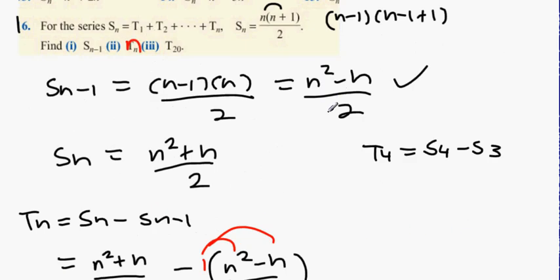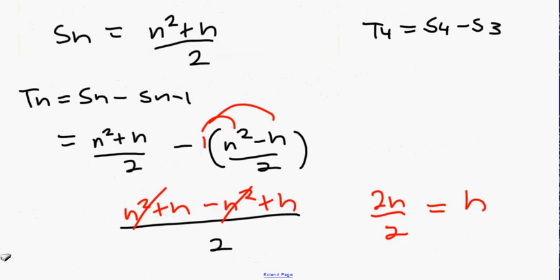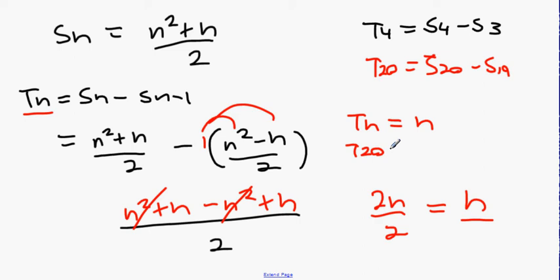Now, once we find out what n is, now we have to find out what T20 is. T20 can be done two ways. T20 is going to be S20 minus S19. Well, we already know that Sn minus Sn minus 1 is n. So that's what Tn is. Tn equals n. Therefore, T20 must equal 20. So the answer is in fact 20.